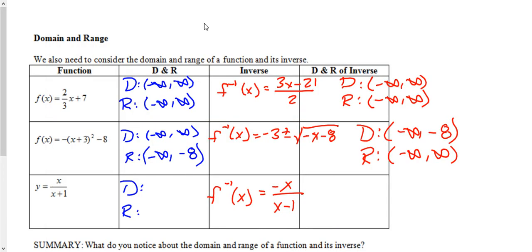So for a domain, and I'm going to use set notation in this case, it's a bit easier, we have x cannot equal negative 1, but x is an element of the reals.